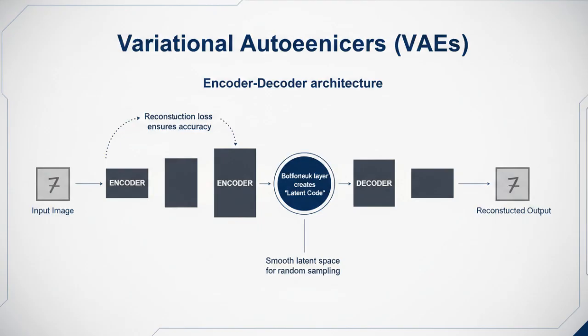The variational part is crucial. It ensures the latent space is continuous and structured, allowing us to sample random points and generate brand new, realistic outputs. VAEs are particularly prized for their stability and are widely used in signal processing and basic image generation.